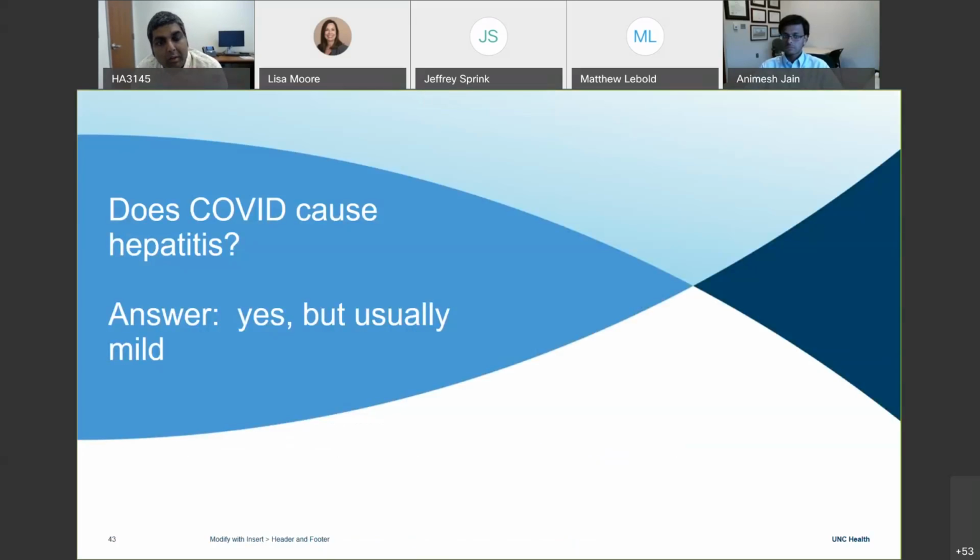So, the question as to whether or not COVID causes hepatitis, from what we can tell, yes, it does, but with that same respect, it's usually very mild. So if you see enzymes that are much higher than that 2 to 3 times upper limit of normal, definitely look for other causes, which we'll get to later on in the talk.